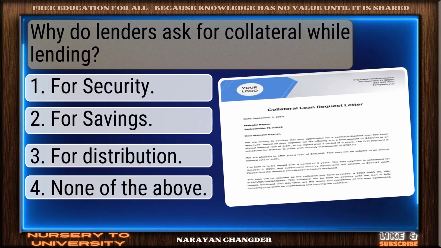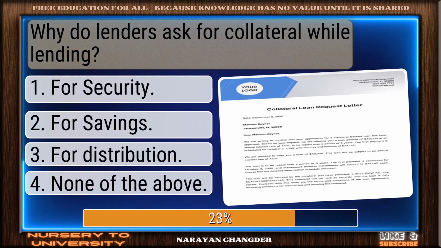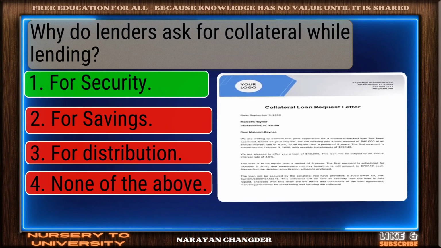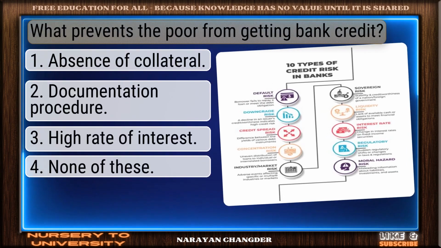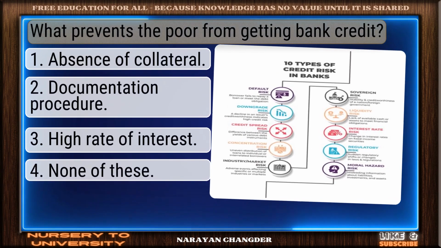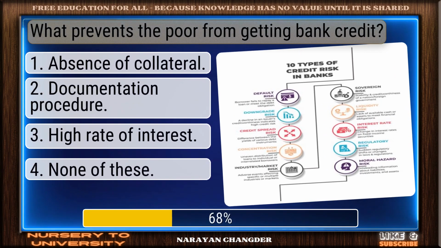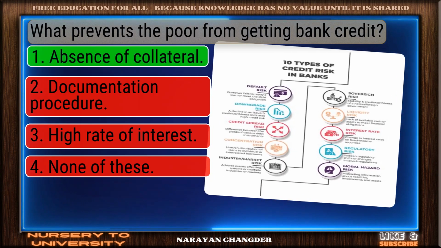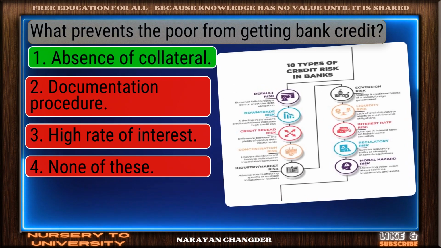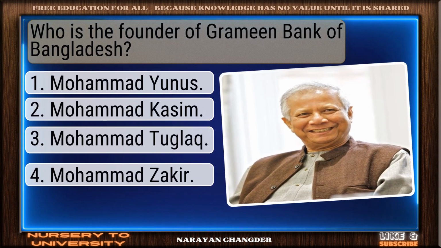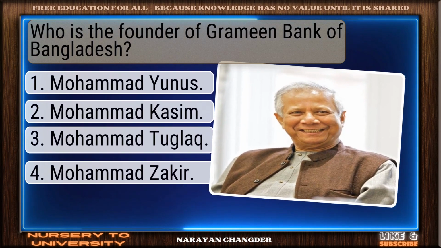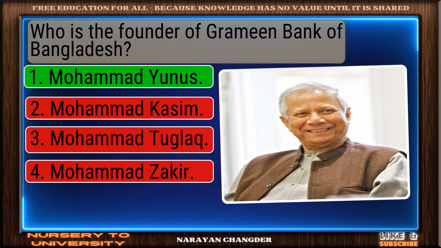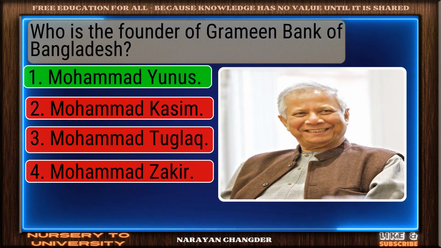Why do lenders ask for collateral while lending? Well picked. For security is correct. What prevents the poor from getting bank credit? Smart move. Absence of collateral is accurate answer. Who is the founder of Grameen Bank of Bangladesh? Valid point. Muhammad Yunus is true.